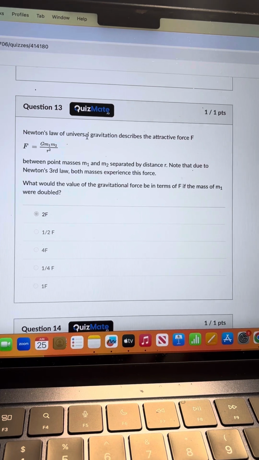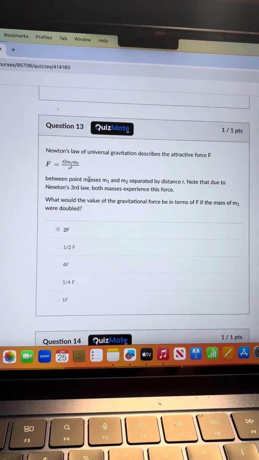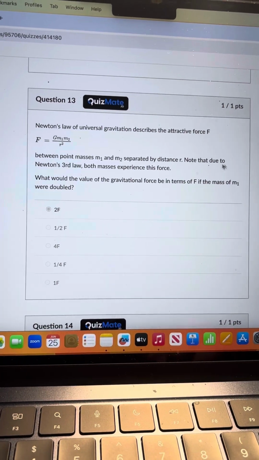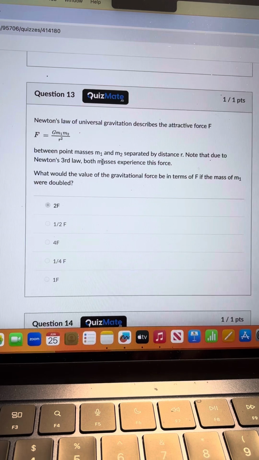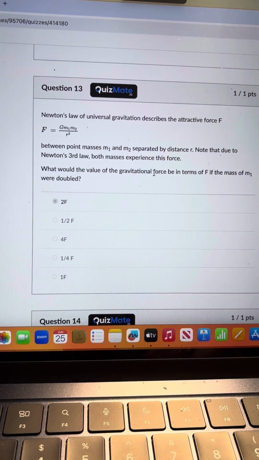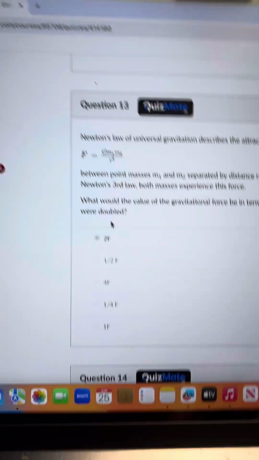Newton's law of universal gravitation describes the attractive force F between point masses m1 and m2 separated by distance r. Note that due to Newton's third law, both masses experience this force. What would the value of gravitational force be in terms of F if the mass of m1 were doubled? The answer is 2F.